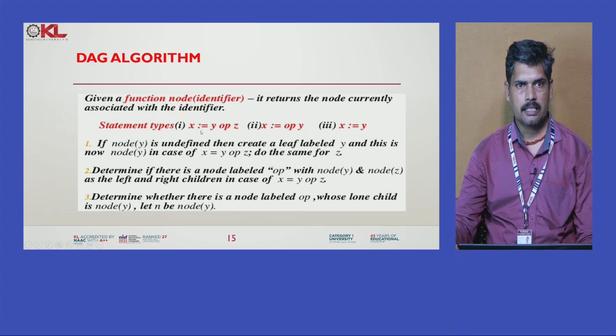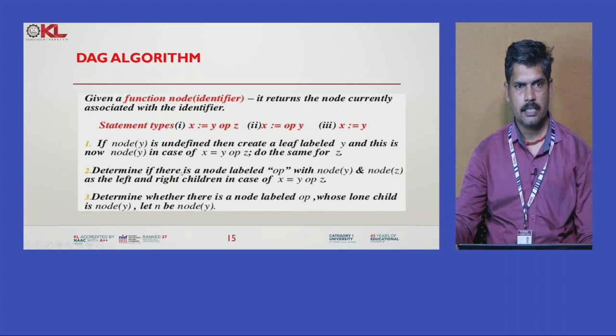The statement types are: first, x is equal to y operator z; second, x is equal to operator y; third, x is equal to y. If node of y is undefined, then create a leaf labeled y, and this is now node of y. In the case of x is equal to y operator z, do the same for z also.